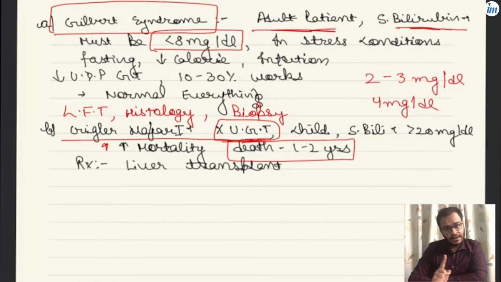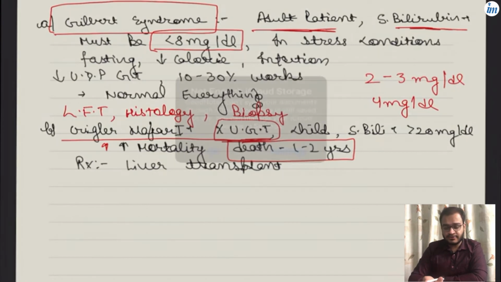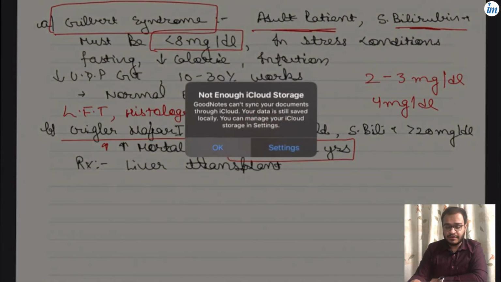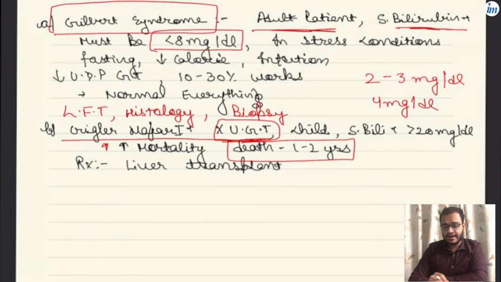Gilbert syndrome: an adult patient, genetically constituted to have higher levels of bilirubin. In Crigler-Najjar type 1, the levels of bilirubin are more than 20, with death, and a deficiency of UDP-GT. Friends, nothing much we can do over here for Crigler-Najjar. We just tell the patient to have a liver transplant. Nothing more can be done in Crigler-Najjar type 1.